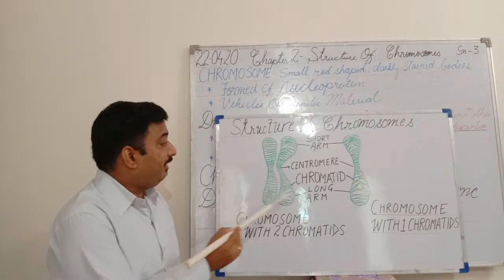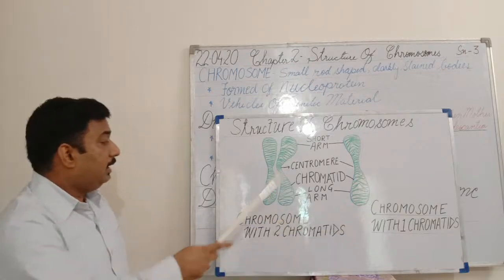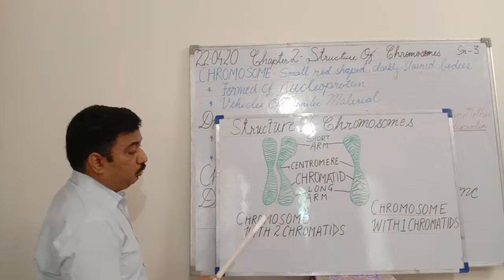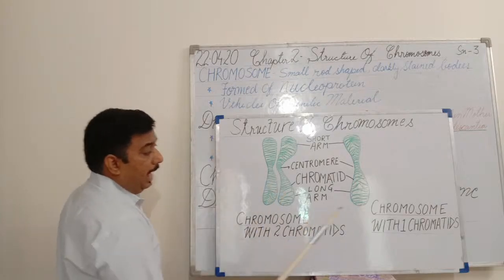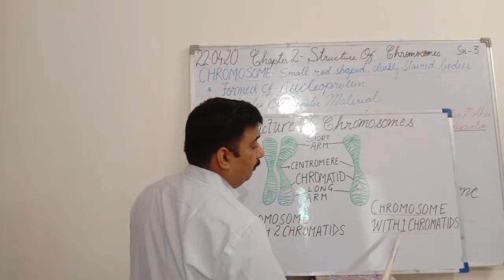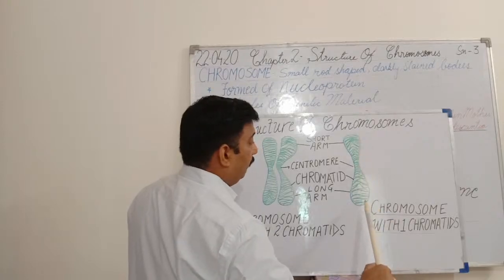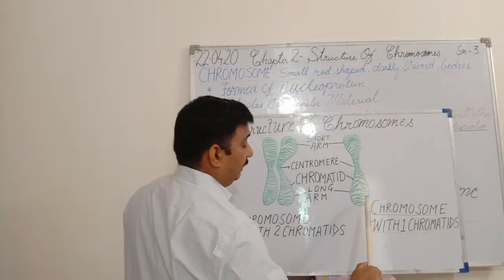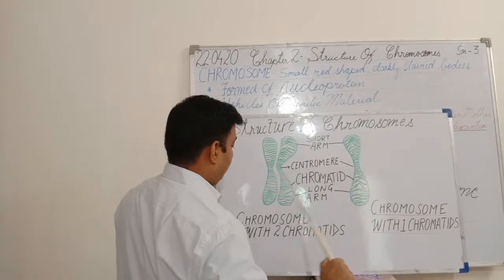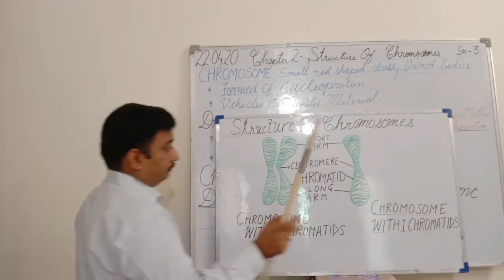You can see here I have made two diagrams. Actually, this is a chromosome with two chromatids. You can see here two chromatids. And here you can see a chromosome with one chromatid. This is only one chromatid. Upon duplication, this will develop into two chromatids.